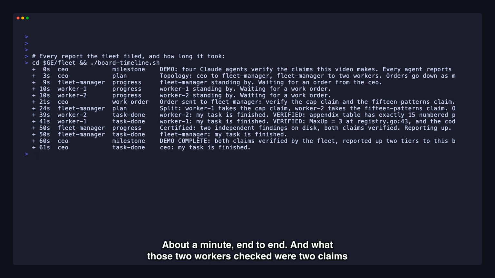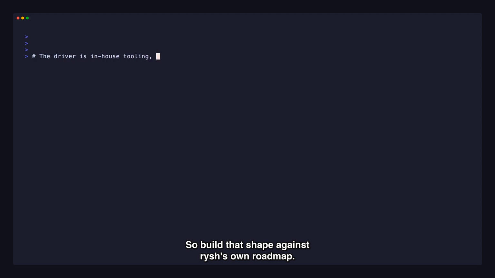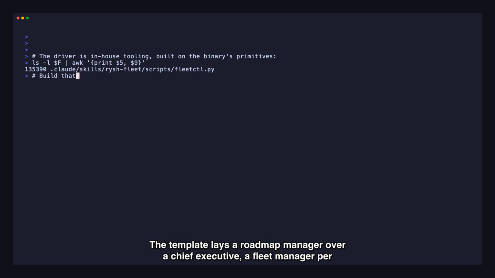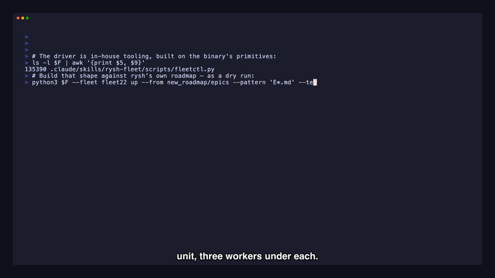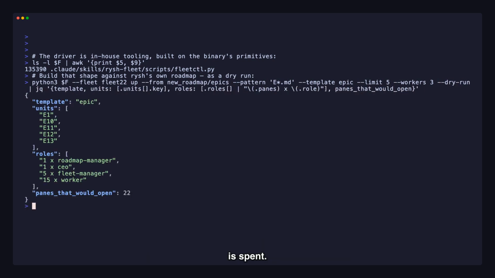And what those 2 workers checked were 2 claims this video makes: that the cap is 3, and that the catalog has 15 patterns. So, build that shape against Rysh's own roadmap. 5 epics become 5 units. The template lays a roadmap manager over a chief executive, a fleet manager per unit, 3 workers under each. 22 agents, 4 tiers. And this is a dry run. The count arrives before anything opens and before anything is spent.